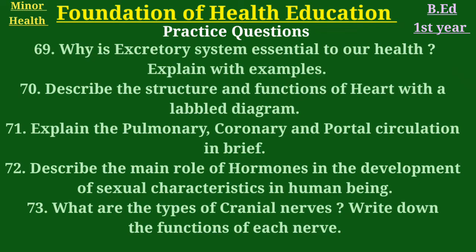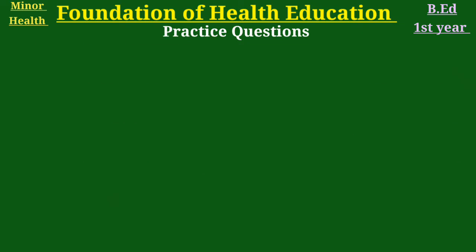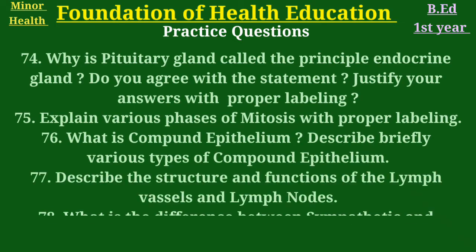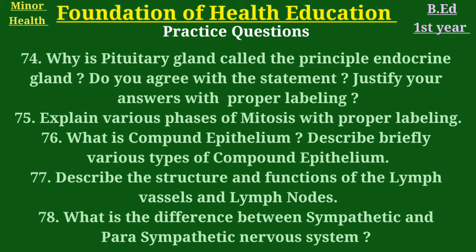What are the types of cranial nerves? Write down the functions of each nerve. Why is pituitary gland called the principal endocrine gland? Do you agree with the statement? Justify your answer with proper labeling.